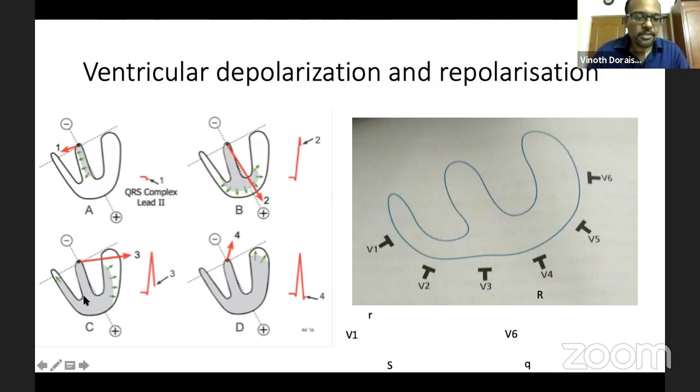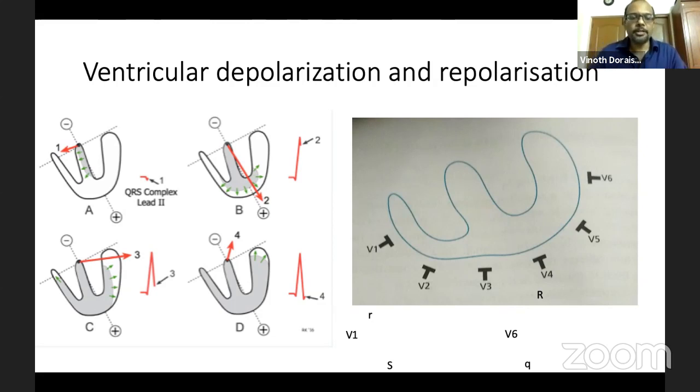After it reaches the apex of the heart, it goes towards the free wall of the right ventricle and the left ventricle. And after that, it goes towards the base of the heart. So the base of the heart is the last part of the heart to be depolarized. Regarding the repolarization, you must remember that the part of the heart which depolarizes last will repolarize first. So the base of the heart will repolarize first.